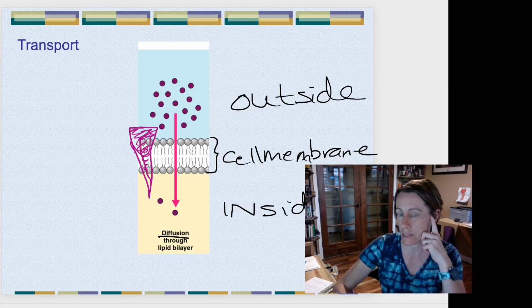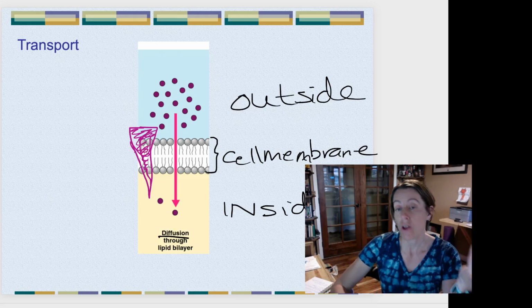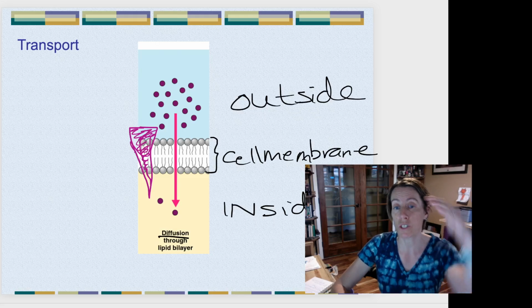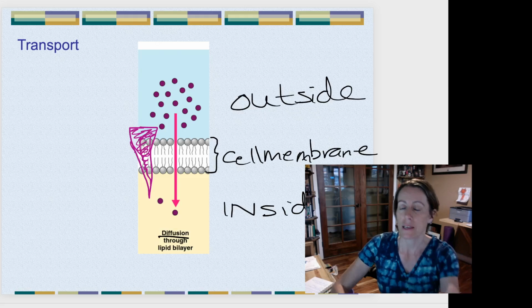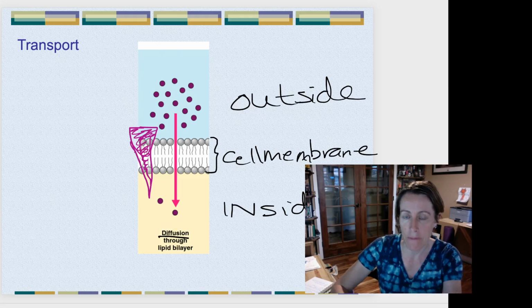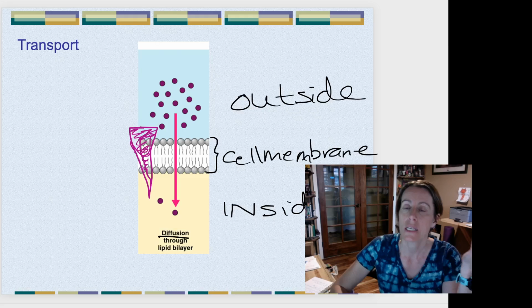And so using the law of diffusion, we can say that these molecules want to move from where there's more of them, which is currently on the outside, to where there's less of them, which is currently on the inside. Now, certain kinds of molecules can just move directly through the cell membrane. There's not many that can do this, but there are some.